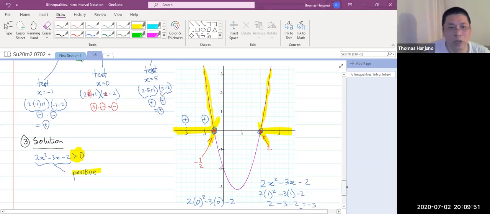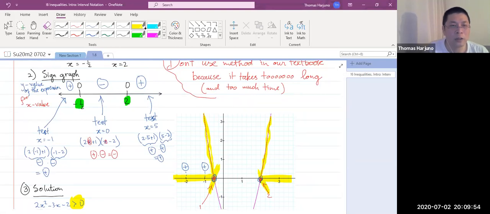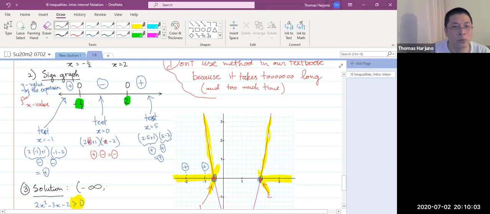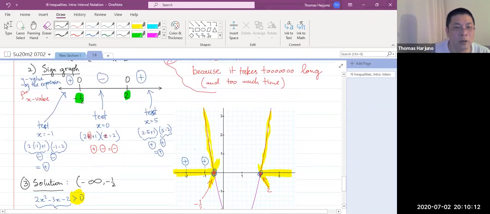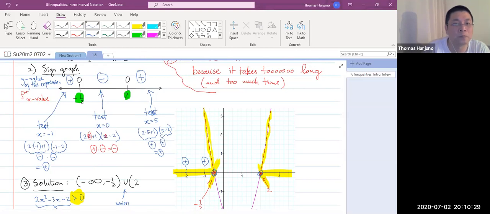So you look at your sign graph and get the intervals that give you positive y values, and the solution will be negative infinity up to negative 1/2, not including negative 1/2 because we don't have an equal sign. We don't include equal 0, right? It's strictly positive. And then you continue from 2. That's the union notation here. We use that notation to connect two separated intervals, like up here, 2 to infinity.